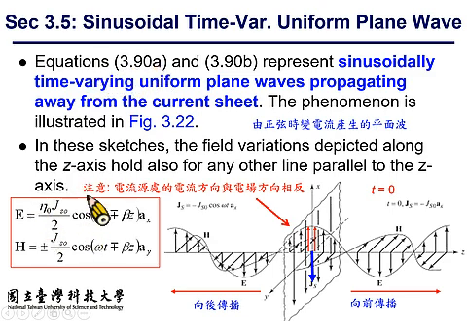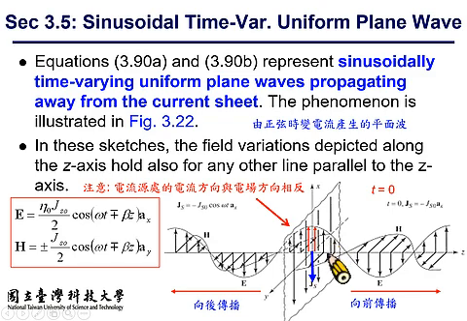These two equations represent the sinusoidal time-varying uniform plane wave propagating away from the current sheet. As we already know, there is a current going up and down in the middle of the classroom, that is at z equal to 0. Half of the power goes to the front and the other half goes to the back.